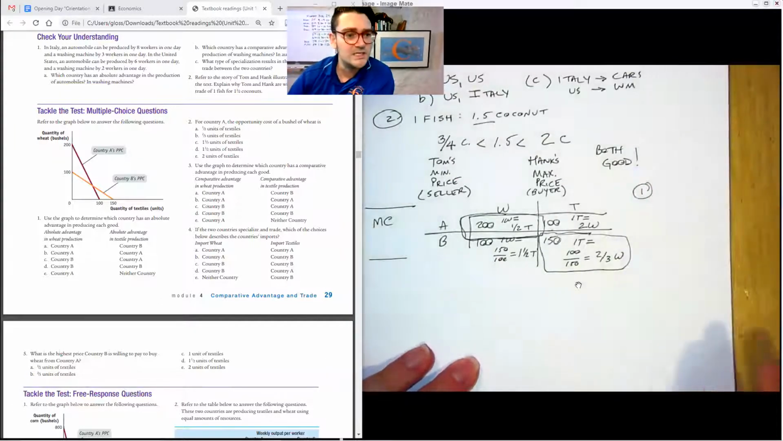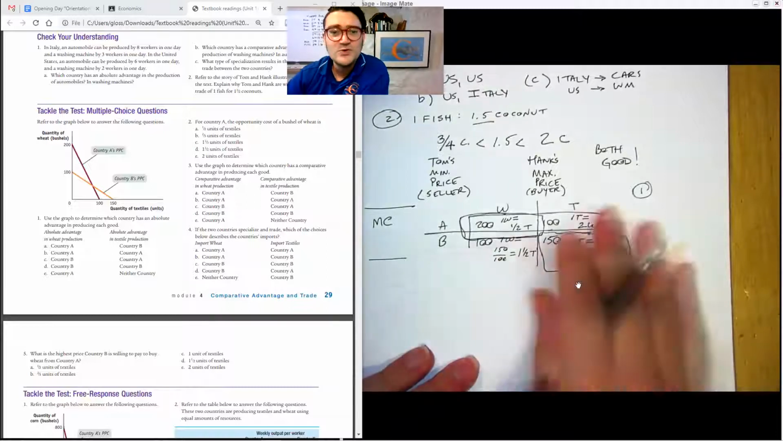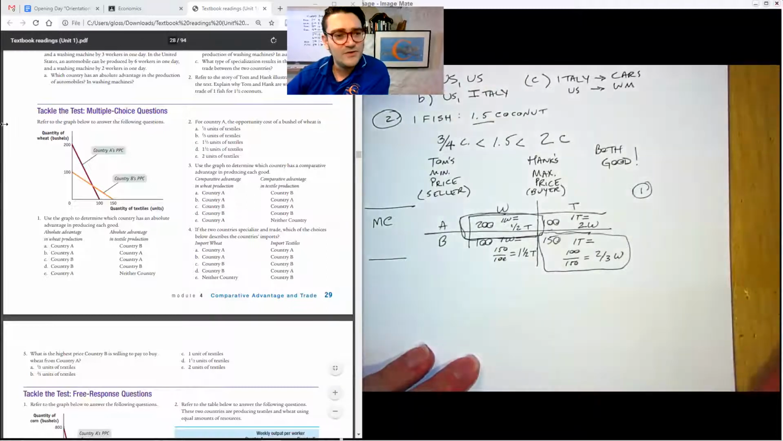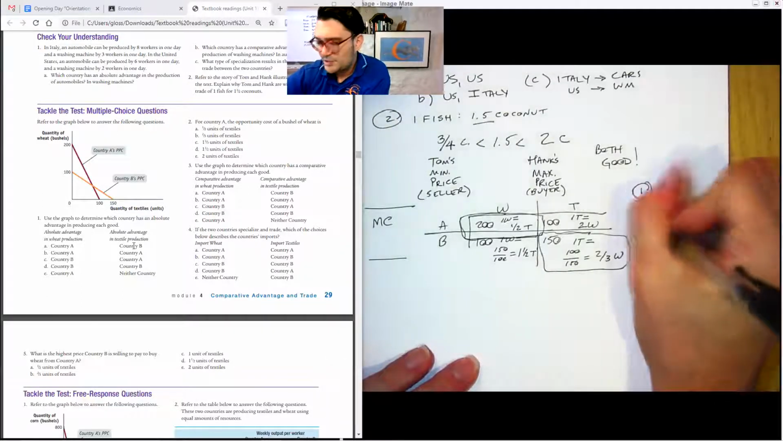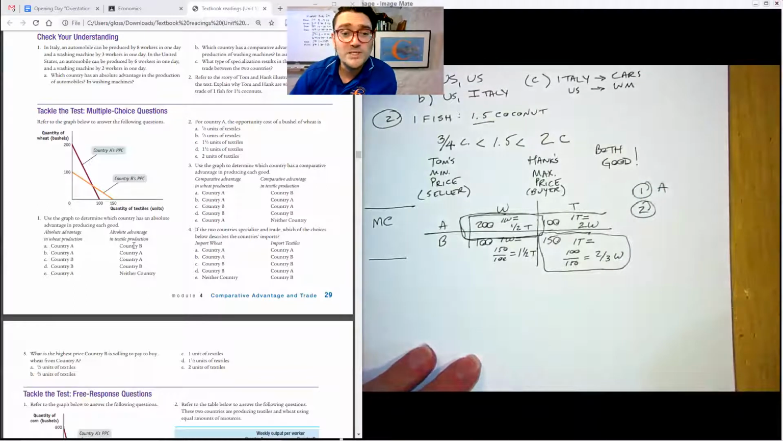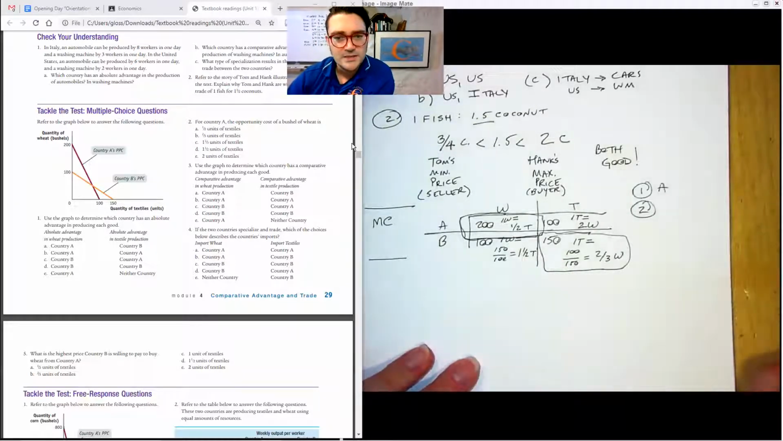So question number 1 says, which country has absolute advantage? Now that's super easy. You don't even have to do the table to solve that problem. All you have to do is look over here and see which country can make more wheat. Well, that's country A, and country B can make more textiles. So that's A. Pretty easy so far. Number 2 says, what's the opportunity cost of a bushel of wheat for country A? So 1 wheat for country A was half of a textile. So that looks like A as well.